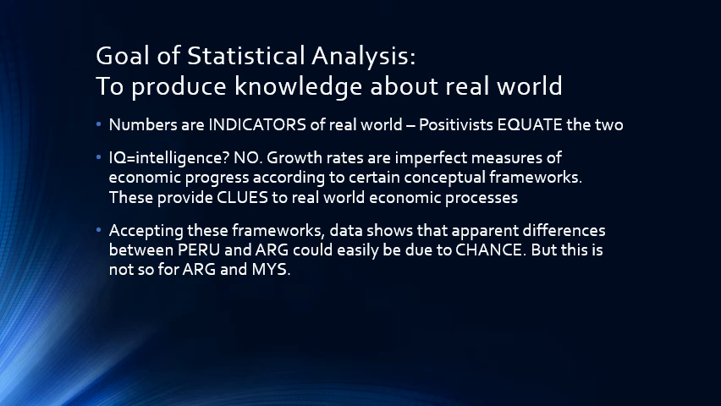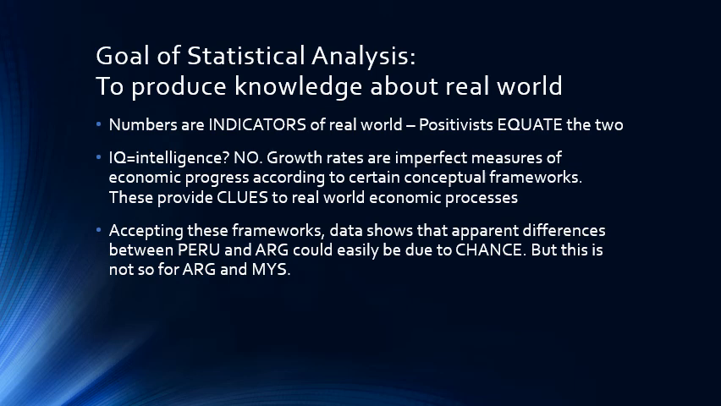They are just indicators. So for example, if somebody says that we measure the IQ and it's 125 and that's the intelligence, that's wrong. IQ is a measure of intelligence, but intelligence itself is something different. Similarly, growth rate is a number. It measures something about the economic processes that are going on in the real world, but it's not the process itself, just a number which provides a clue.